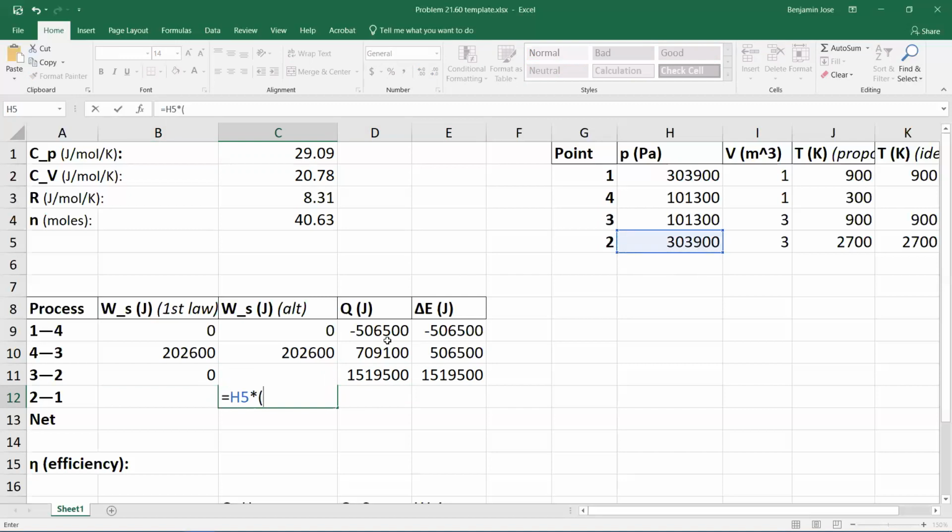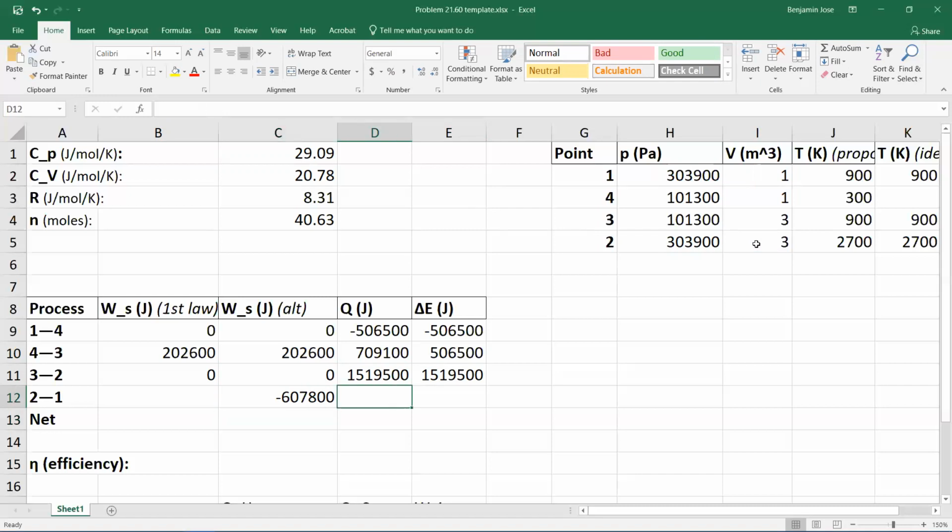Well, the final volume is volume 1. That's 1 cubic meter. And the initial volume is the volume at state 2, which happens to be 3 cubic meters. Okay, the system is doing negative work, which means that we're doing work on the system. We're squeezing the system. That makes sense because the volume is decreasing.